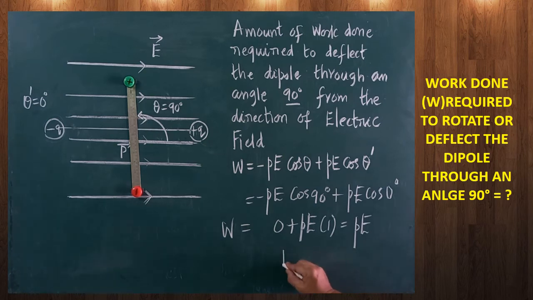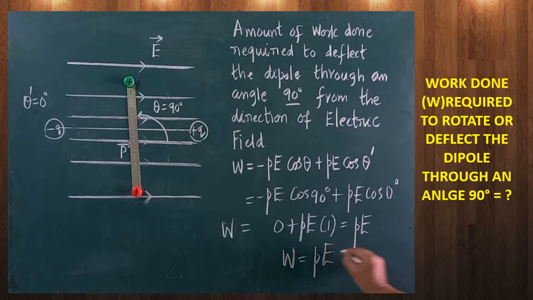The meaning is, PE amount of work must be done to deflect the dipole through an angle of 90 degree from the direction of electric field. So to rotate the dipole through an angle of 90 degree, how much amount of work must be done? PE amount of work must be done. Are you clear? This is to be given in terms of joule. Okay.